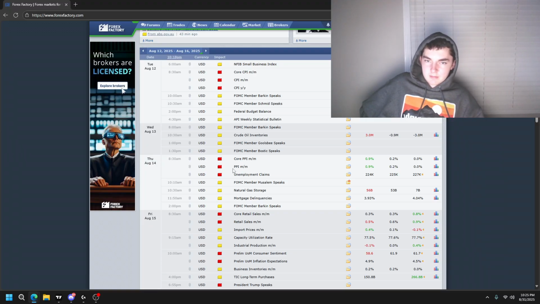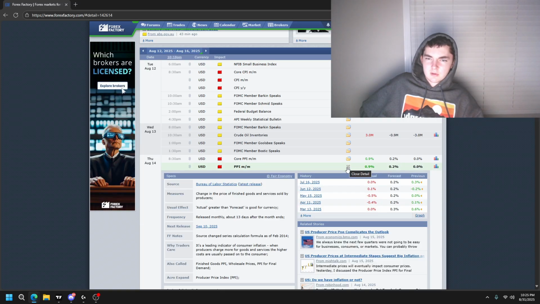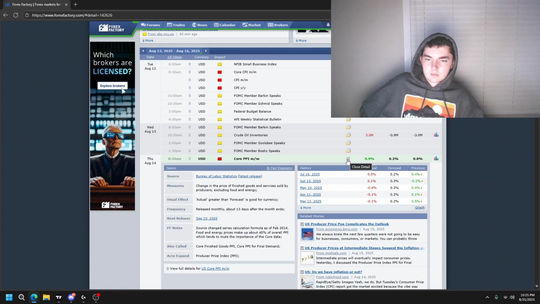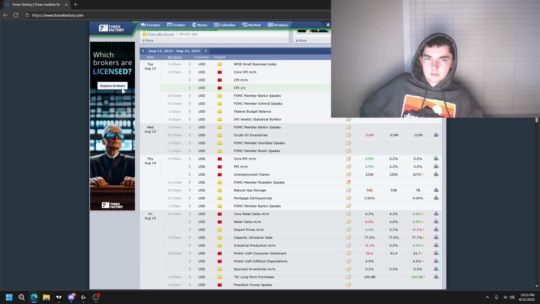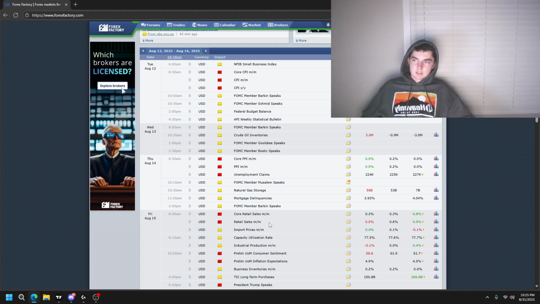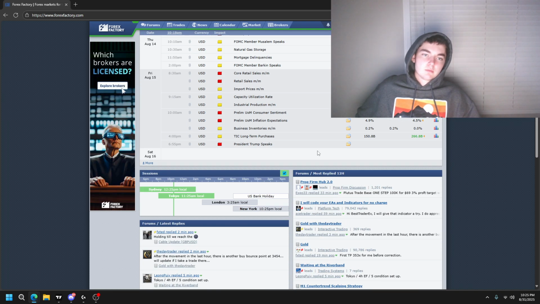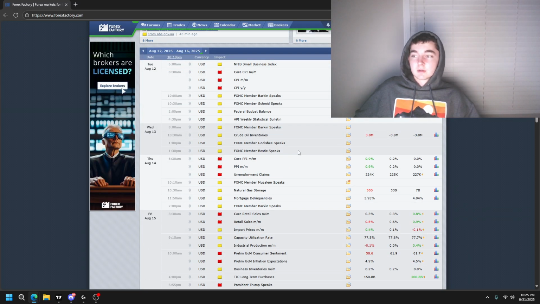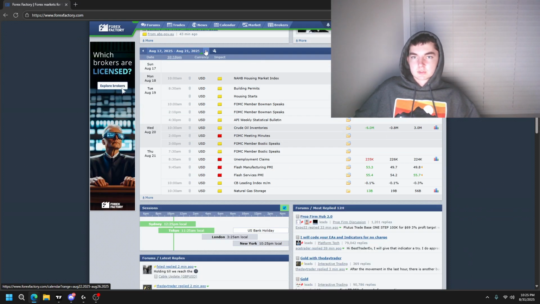And then PPI is producer price index. So CPI is consumer price index, PPI is producer price index. This is how the producers are being affected by inflation, and how the consumers are being impacted by inflation. Just keep that in mind. Those are two very big events. Don't trade during those events, of course.